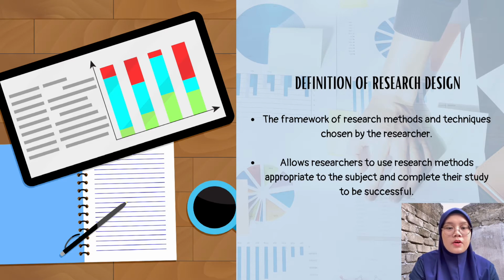Today I'm going to present the meaning and types of research design. First, I will tell about the meaning of research design. Research design is the framework of research methods and technique chosen by the researcher. This design allows researcher to use research methods appropriate to the subject and complete their study to be successful.